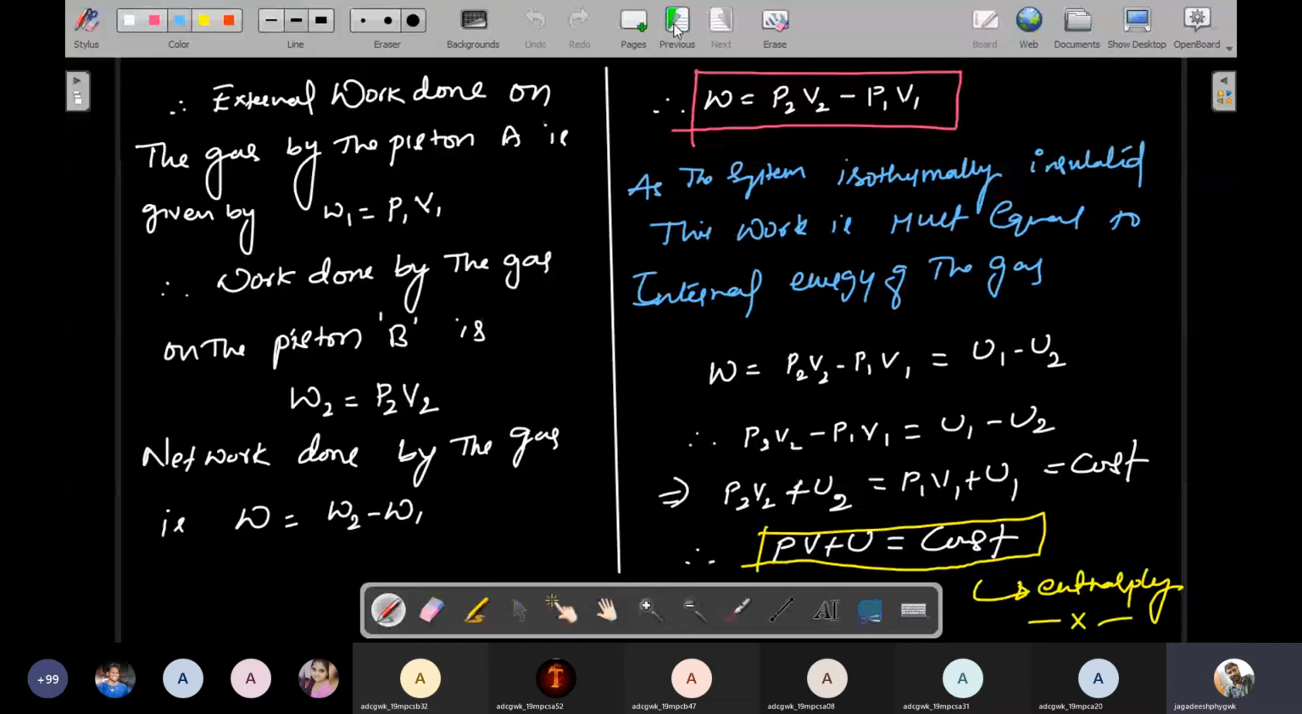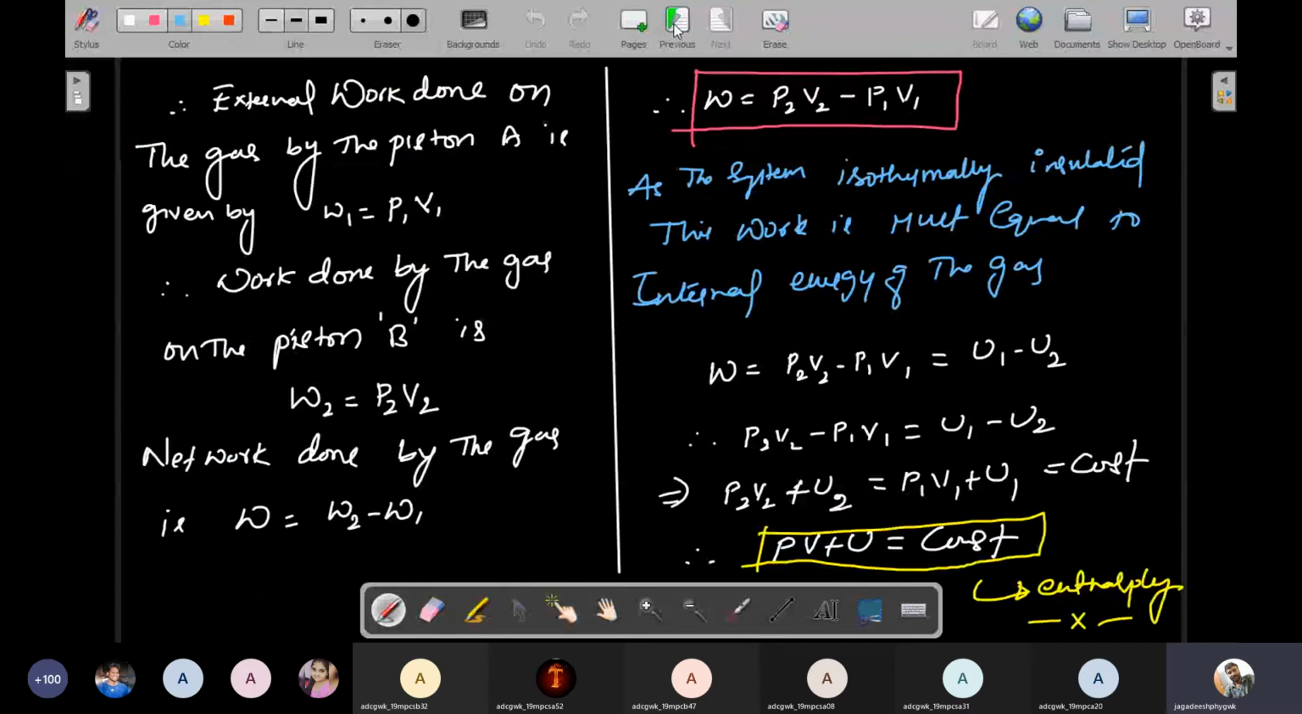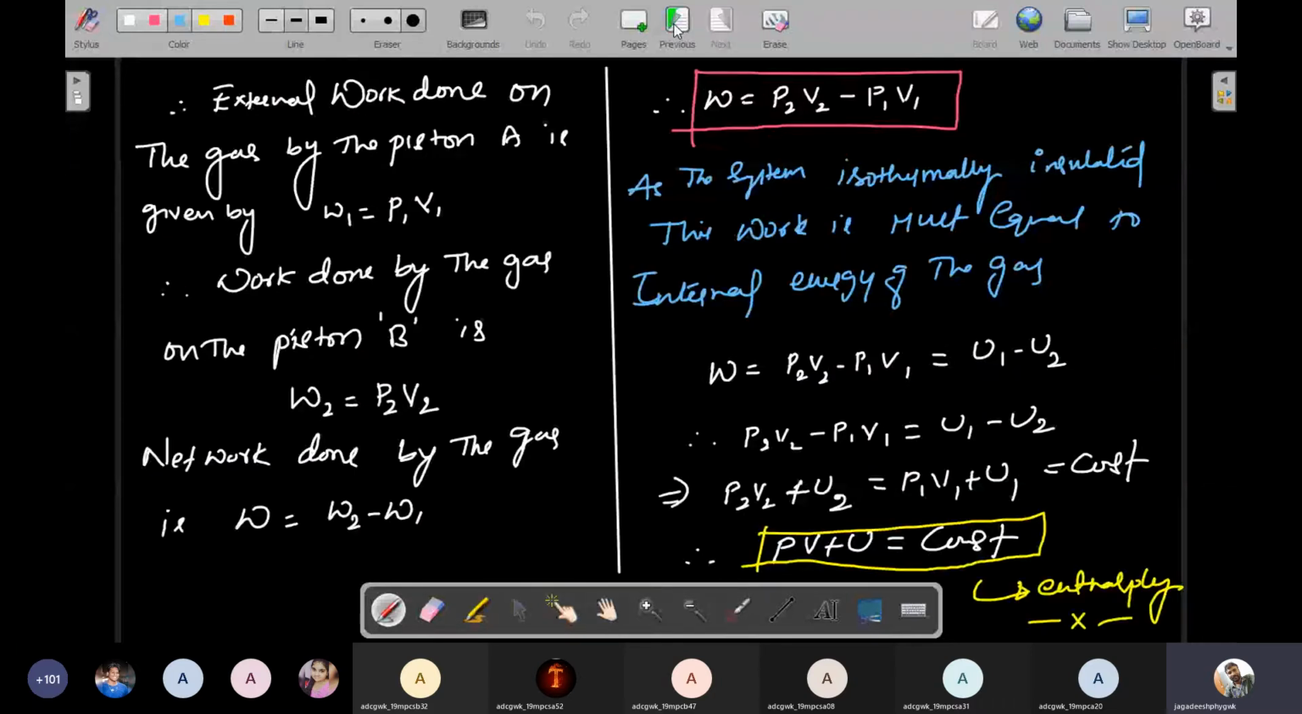Similarly, I want to find out the external work done in both cases. This external work done is finally equivalent to the internal kinetic energy. For that, I will get the equation PV plus U is equal to constant. Understand? This is called the enthalpy equation. So in the Joule-Kelvin effect, the enthalpy remains constant. Once the Joule-Kelvin effect is done, what will be constant? The enthalpy of the system remains constant.